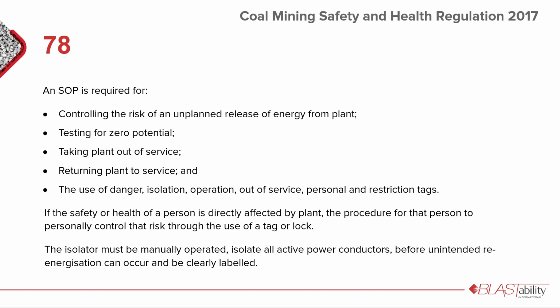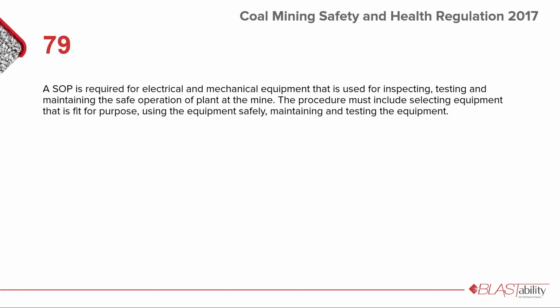78. An SOP is required for controlling the risk of an unplanned release of energy from plant, testing for zero potential, taking plant out of service, returning plant to service, and the use of danger, isolation, operation, out of service, personal, and restriction tags. If the safety or health of a person is directly affected by plant, the procedure for that person to personally control that risk through the use of a tag or lock. The isolator must be manually operated, isolate all active power conductors before unintended re-energization can occur, and be clearly labeled.